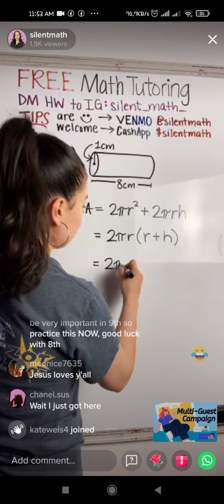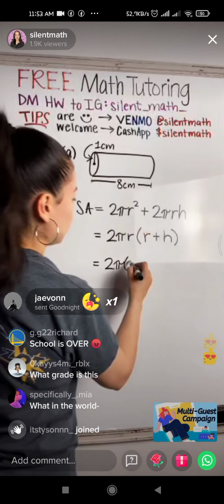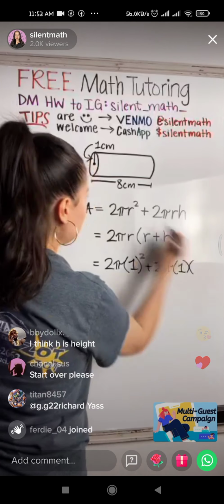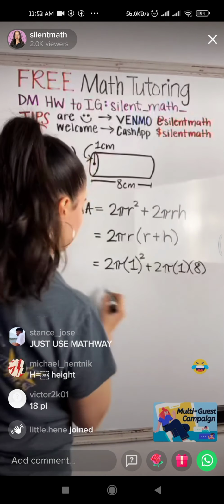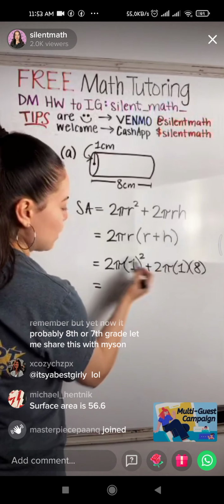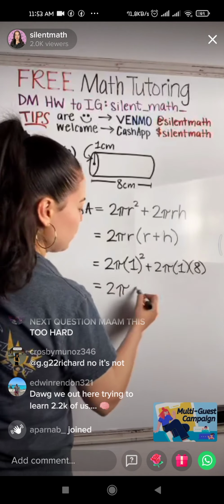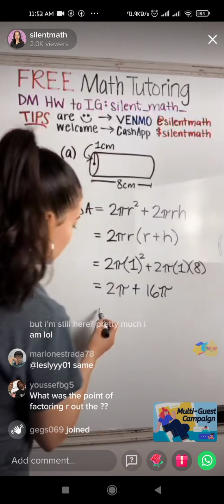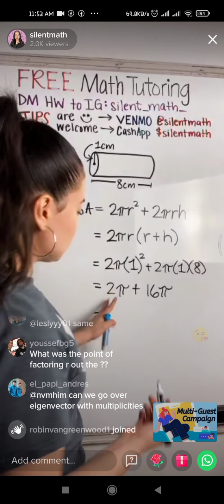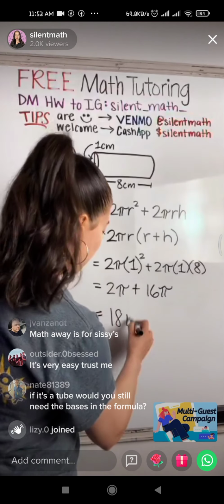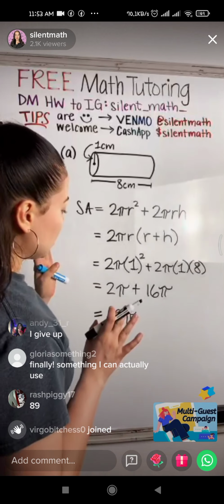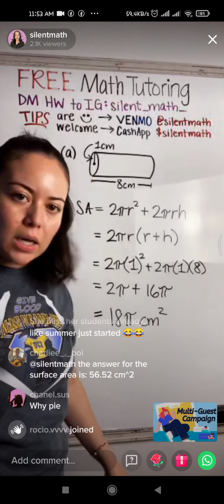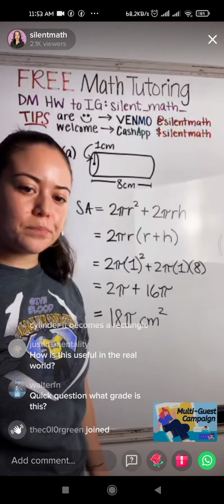So we have 2 pi r squared, so that's 1 squared, plus 2 pi r h, which is 8. Let's simplify. 1 squared is 1, and then 1 times 2 is 2 pi. Here we have 2 times 1 is 2, and then 2 times 8 is 16 pi. Luckily, they both have pi in them, so we can add like terms. 2 plus 16 is 18 pi. And so our units would be centimeters squared, just because it's part of area. So with area, your units are always squared.